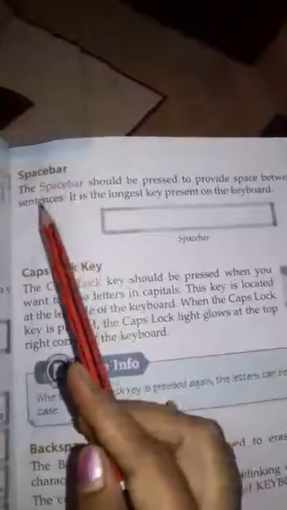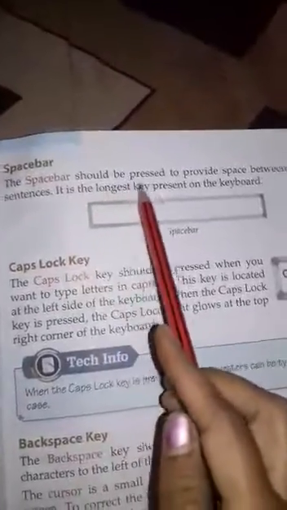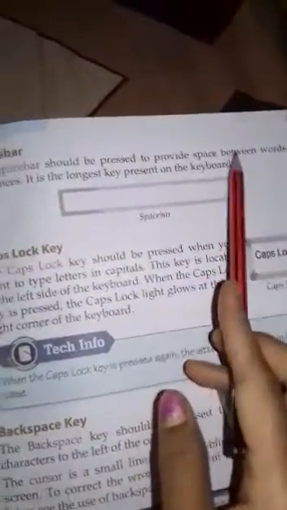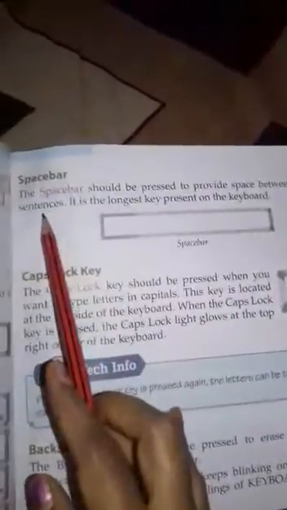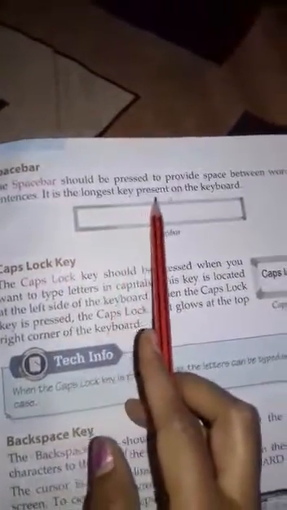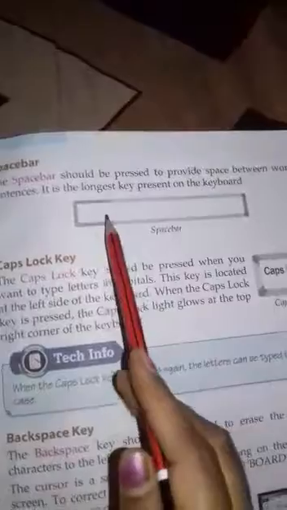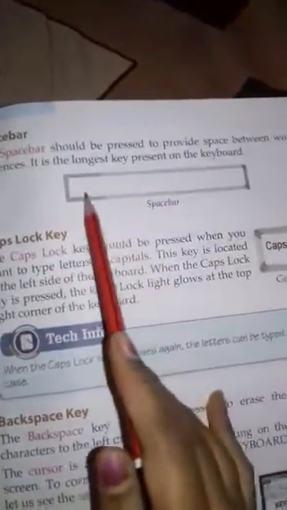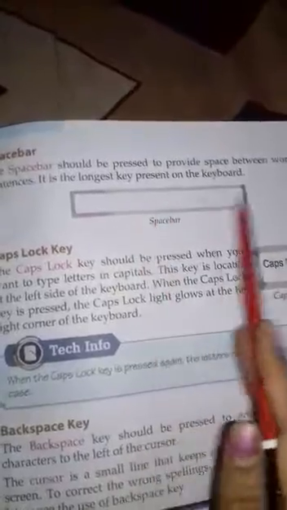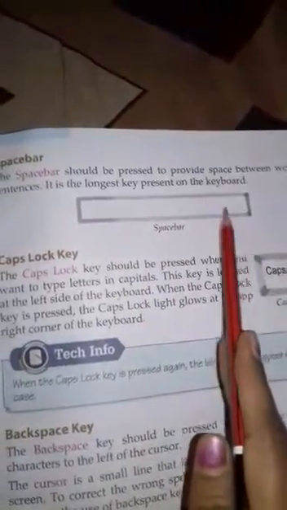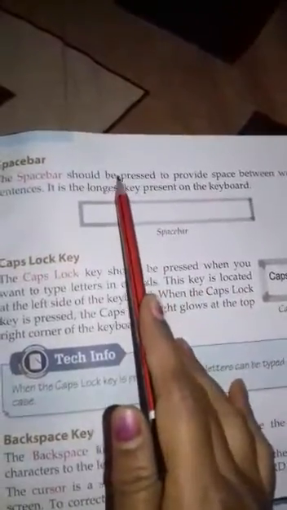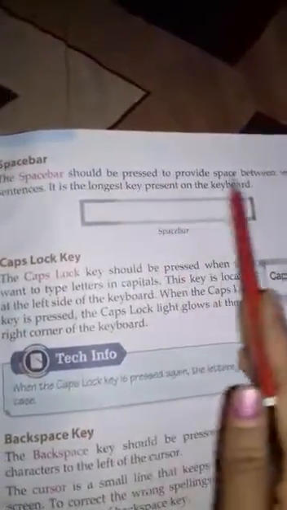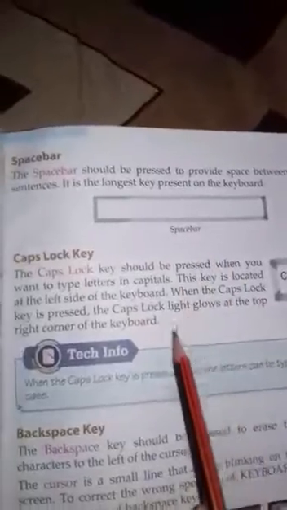Spacebar. The spacebar should be pressed to provide space between words or sentences. It is the longest key present on the keyboard. See children, this is the picture of your spacebar key, and on the keyboard the spacebar key is the longest key, and it is used to give space between words. See here, space is given between the words. This space is given with the help of this spacebar.